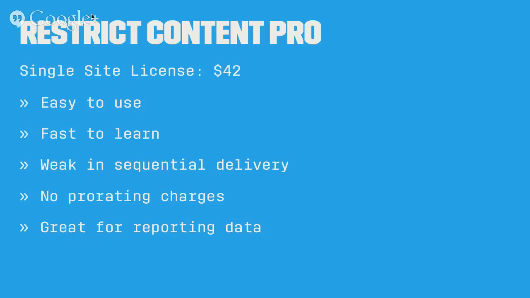There's no prorating charges, so it's basically once they stop paying, it's over. They can't stop in the middle of the month and automatically get a refund. And there's no sequential delivery. It's basically like you set this up and then they get access to everything. So that's Restrict Content Pro.